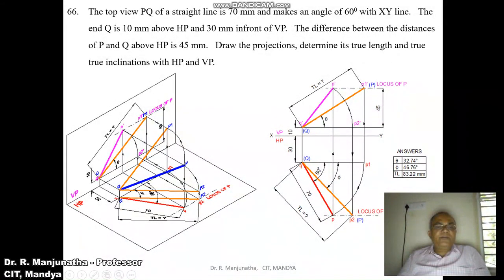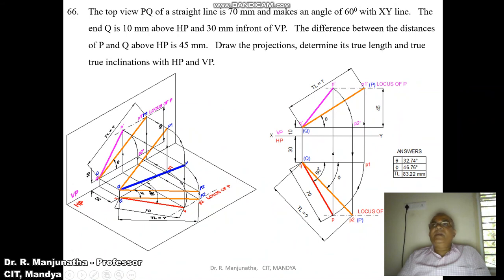When you look from the top view, we can see that this is going to be the true length line. When you are rotating in space like this, the image is going to rotate, and when you look from the front view, you can see that Q dash P dash is the one we are rotating and making parallel to HP. Once you make it parallel to HP, its corresponding top view is going to be in true length. So this line will be in true length.